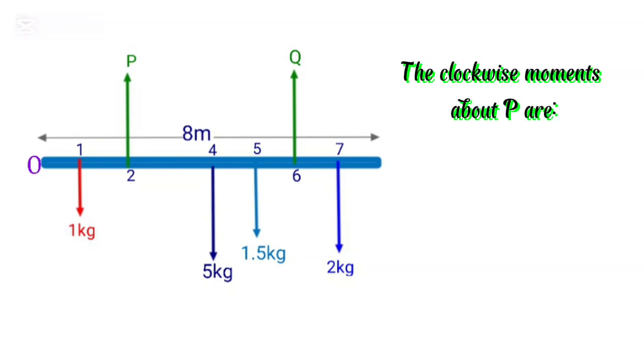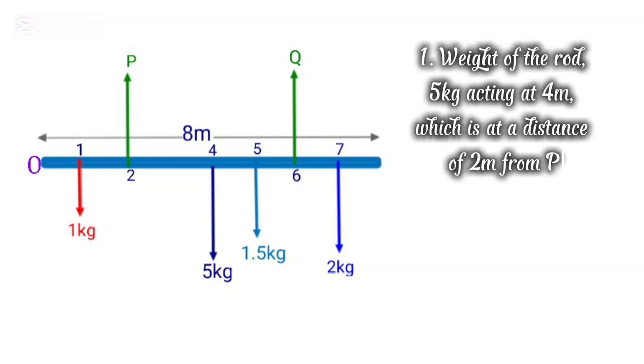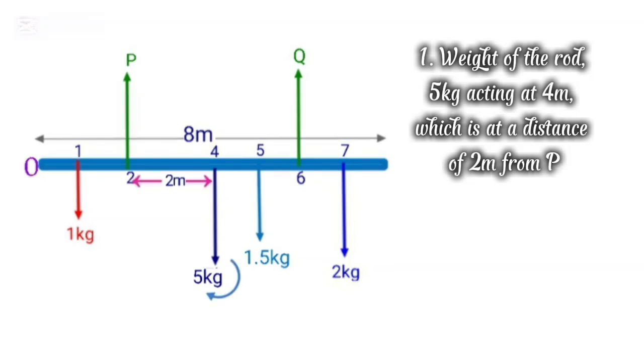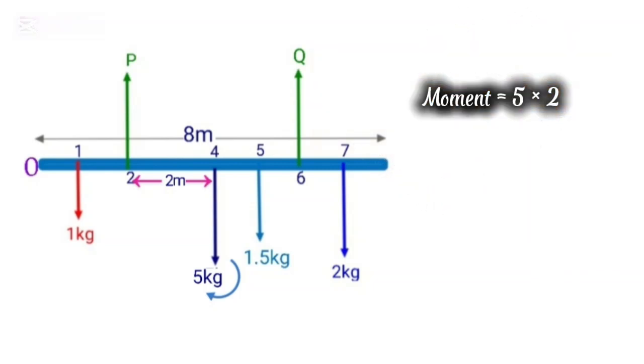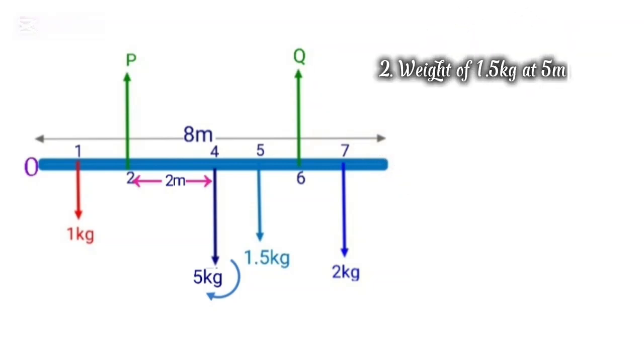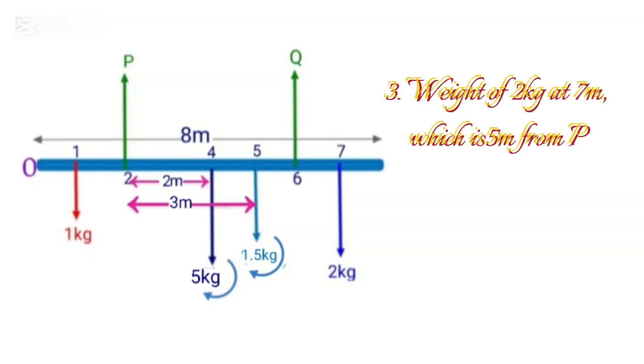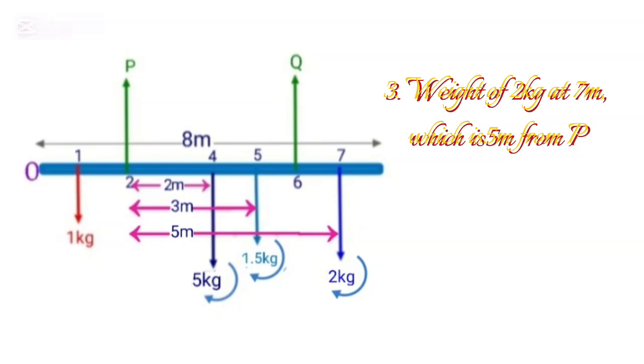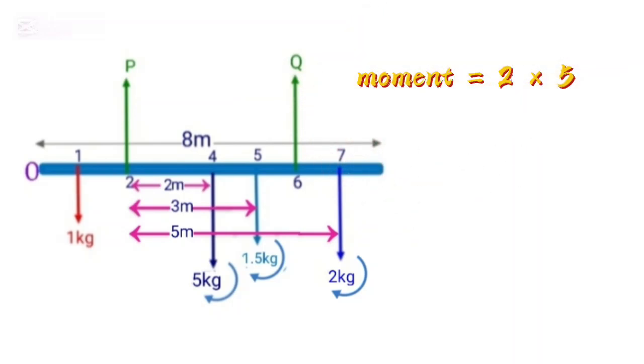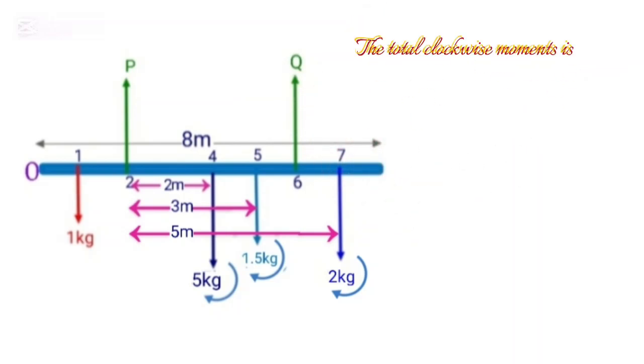The clockwise moments about P are: 1. Weight of the rod 5 kg, acting at 4 meters, which is at a distance of 2 meters from P. Moment is equal to 5 times 2. 2. Weight of 1.5 kg at 5 meters, which is 3 meters from P. Moment is equal to 1.5 times 3. 3. Weight of 2 kg at 7 meters, which is 5 meters from P. Moment is equal to 2 times 5. Total clockwise moment is 5 times 2 plus 1.5 times 3 plus 2 times 5.